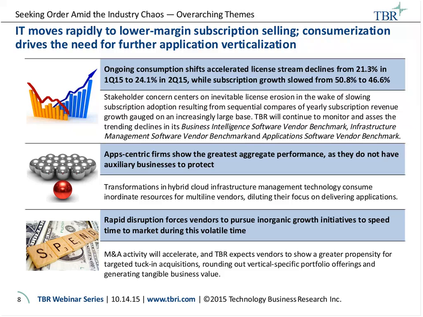Secondly, the app-centric firms are showing the greatest aggregate performance as they did not have the auxiliary businesses to protect.